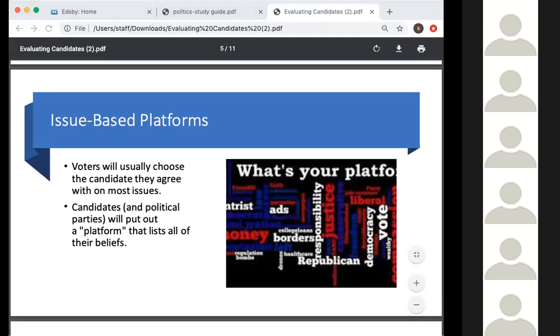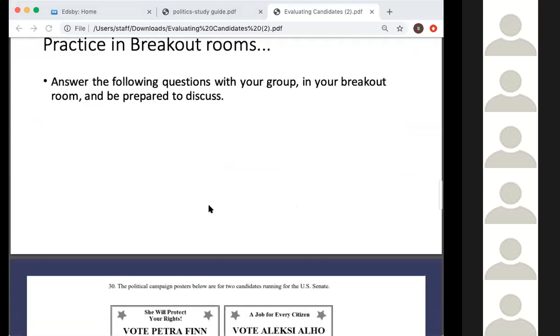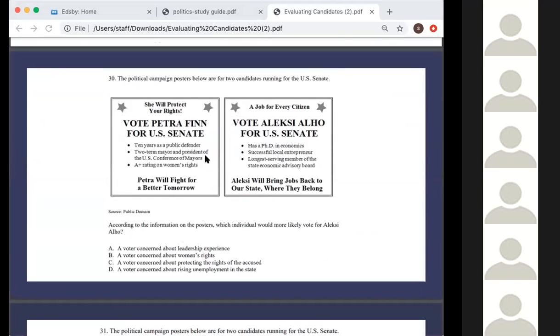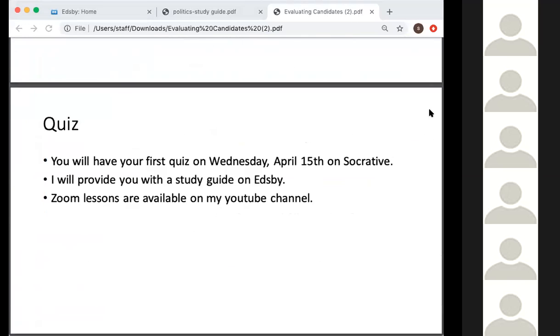Here's what we're going to do in a moment. I'm going to put you guys into some breakout rooms, and you guys are going to answer some actual EOC questions, or EOC-styled questions. And before we do that, though, come down here to the bottom. The reason that we're doing this, you guys are going to have your first test of the 9 weeks. It's actually going to be a quiz, which will be next Wednesday on the 15th.